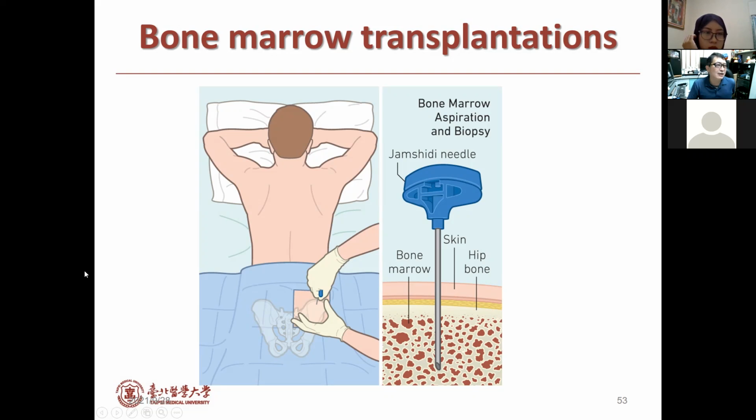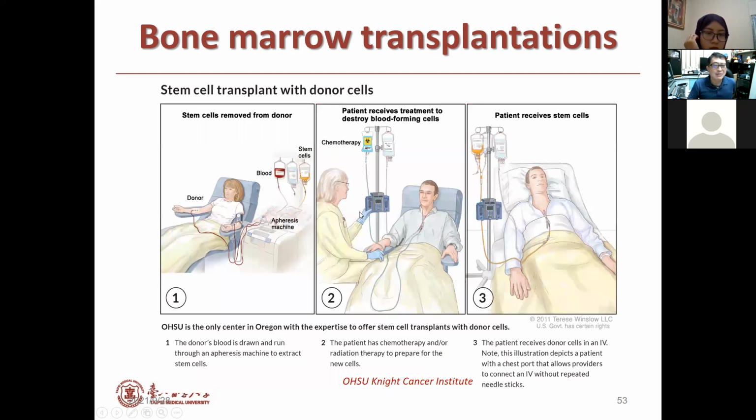So right now it is very easy. For example, in my lab, we found a lot of agents which can increase mobilization of stem cells out of the bone marrow into the bloodstream. Now we just sit on the bed, just like a blood transfusion. All the cells go into the machine. They will sort them out by the markers I just mentioned.